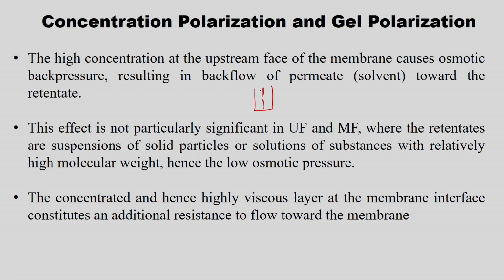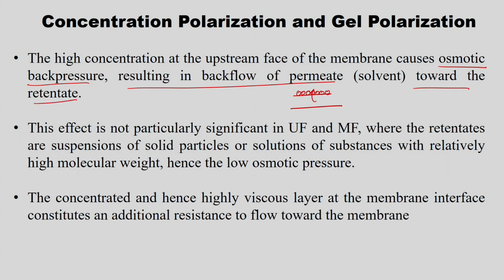So, what happens? At the membrane surface the concentration gradient of protein started developing. The solvent permeates back from the permeate side to the retentate side. That is the osmotic back pressure, resulting in a backflow of permeate toward the retentate. This effect is not particularly significant in ultrafiltration as well as microfiltration, where the retentates are suspensions of solid particles or solutions of substances with relatively high molecular weight, hence low osmotic pressure.